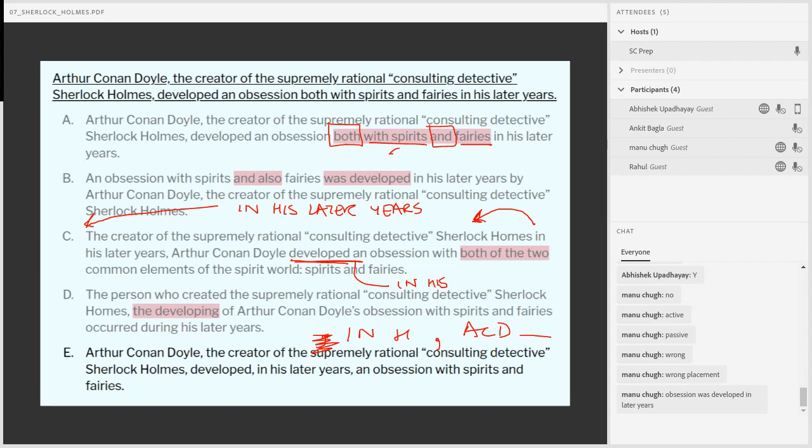All right, so that was our final question. Quick check. Is everyone comfortable with this? Please feel free to unmute and ask your doubts if you have any doubts.